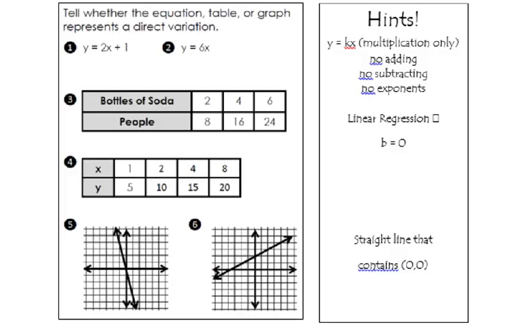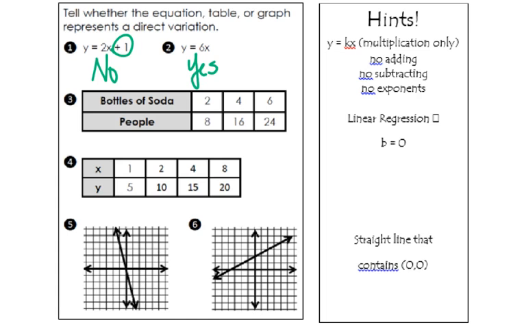The bottom of this says, tell whether the equation, table, or graph represents a direct variation. Number 1 is y equals 2x plus 1. No, this is not direct variation because of this plus 1 at the end. Number 2 is y equals 6x. This is direct variation because there is nothing added or subtracted at the end.